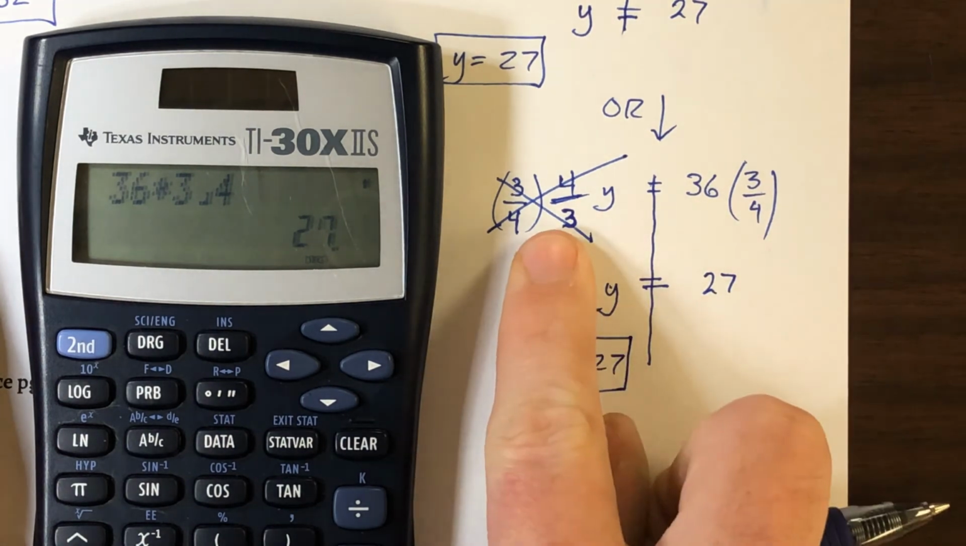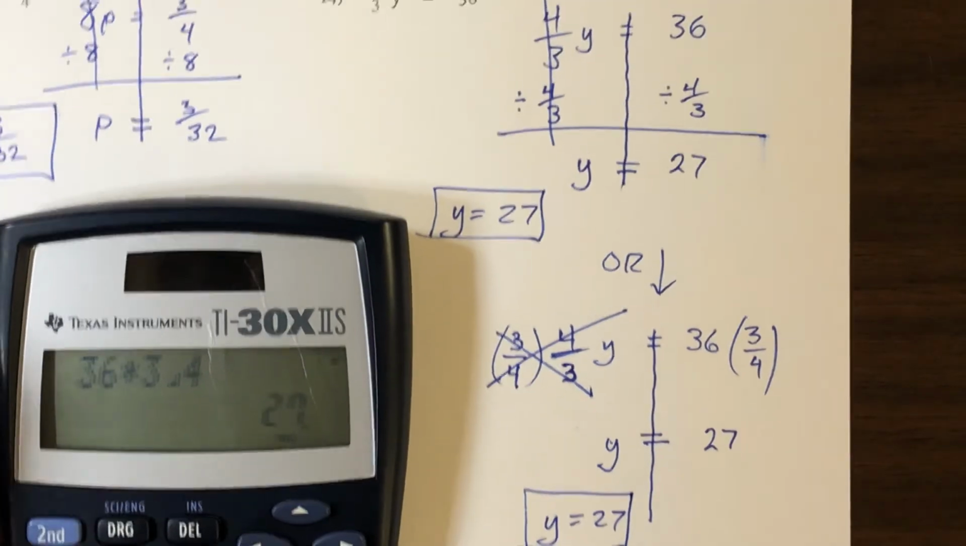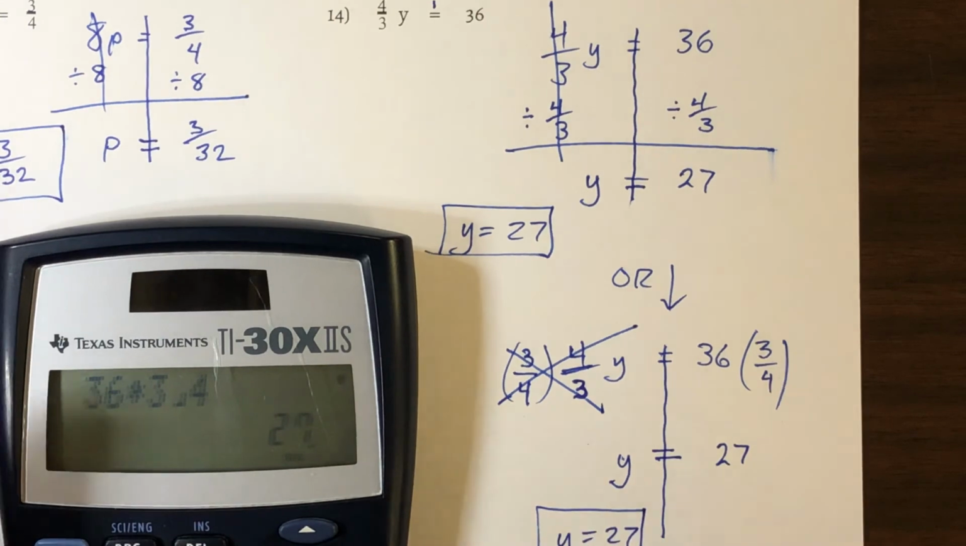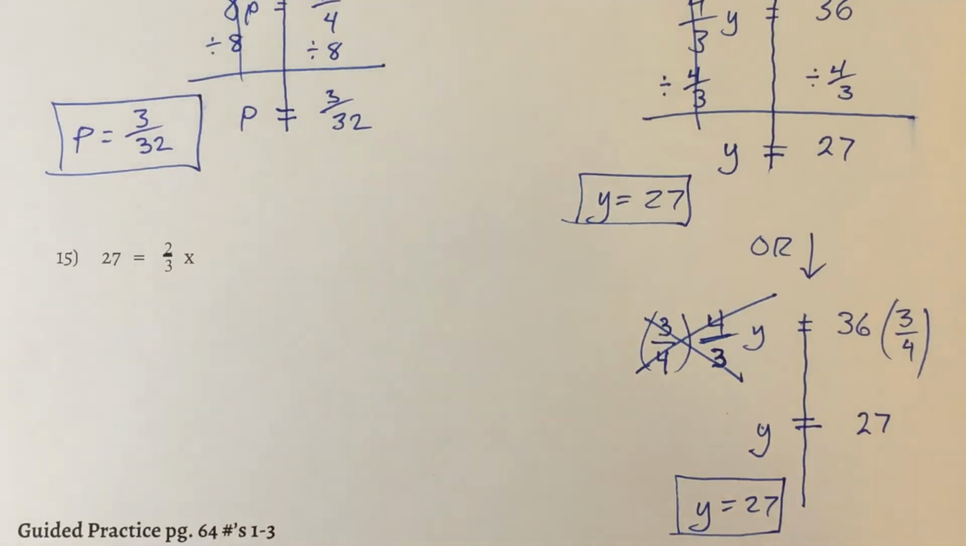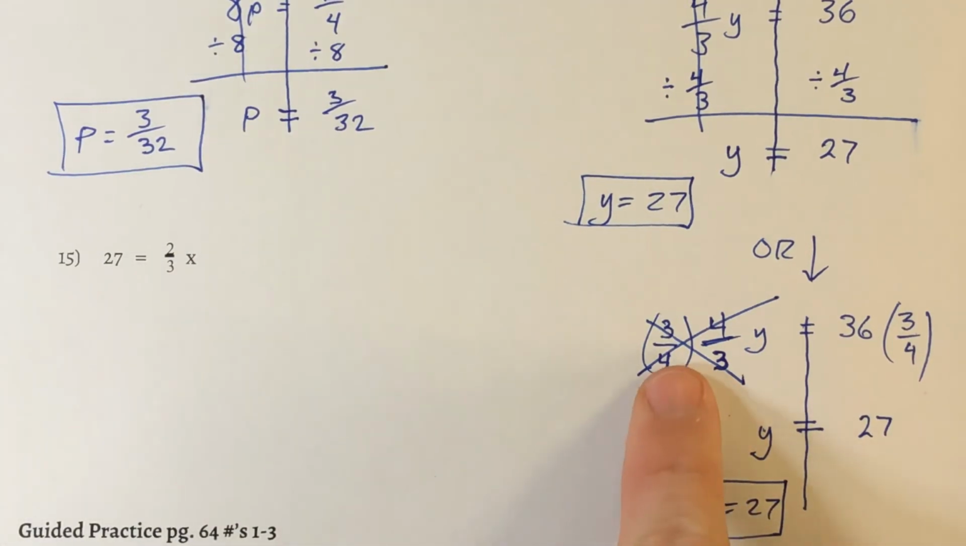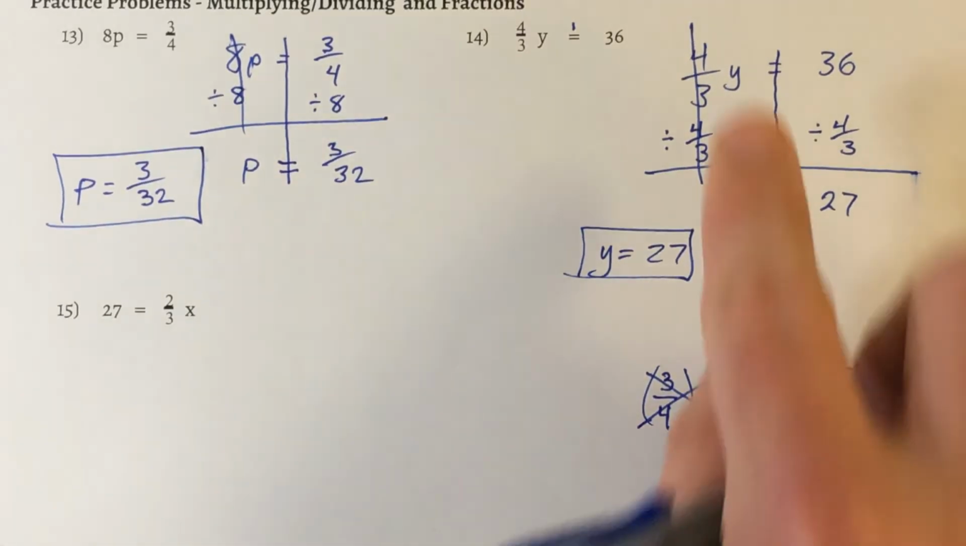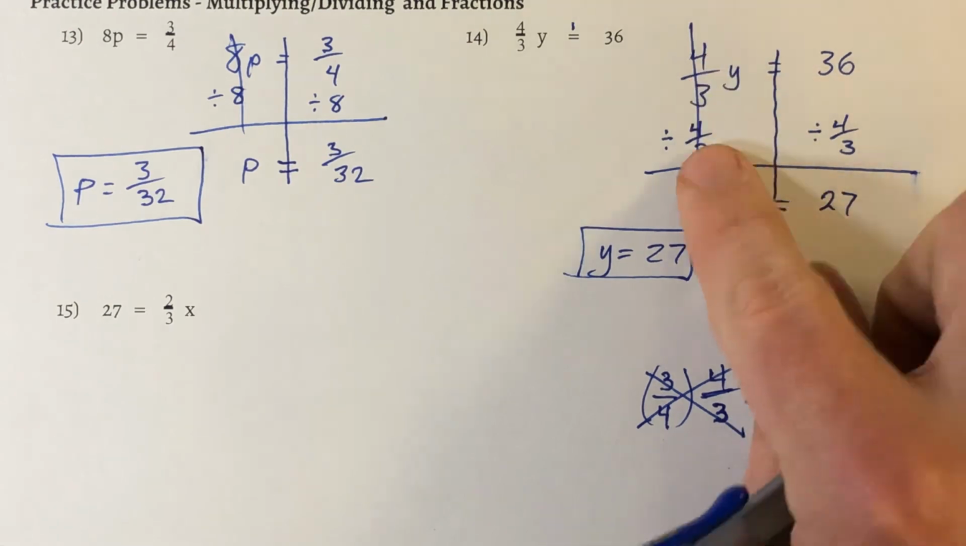So why would you want to do this? Notice it could be seen as faster. I mean, it's about the same amount of work. The only issue with this is learning to multiply by the reciprocal might take a little bit more than simply memorizing to do the opposite of what they do.